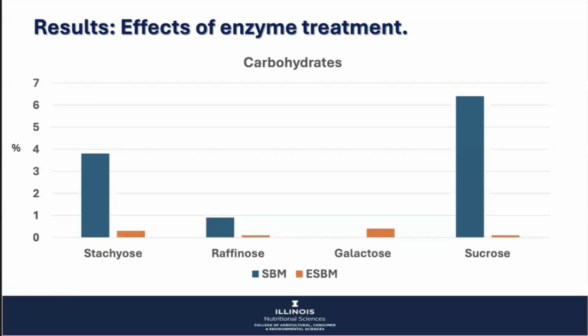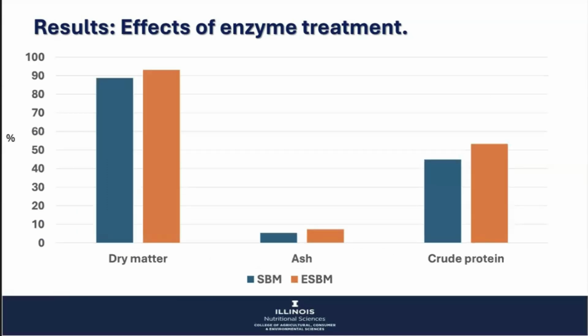However, there is galactose in enzyme-treated soybean meal, and it is possible that during the enzymatic reaction, the oligosaccharides are breaking down and galactose units are free. In this graph, we can observe that there is an increased concentration of dry matter due to the drying steps after the enzymatic treatment, and because of the reduction of sucrose and oligosaccharides, ash and crude protein concentration increased.